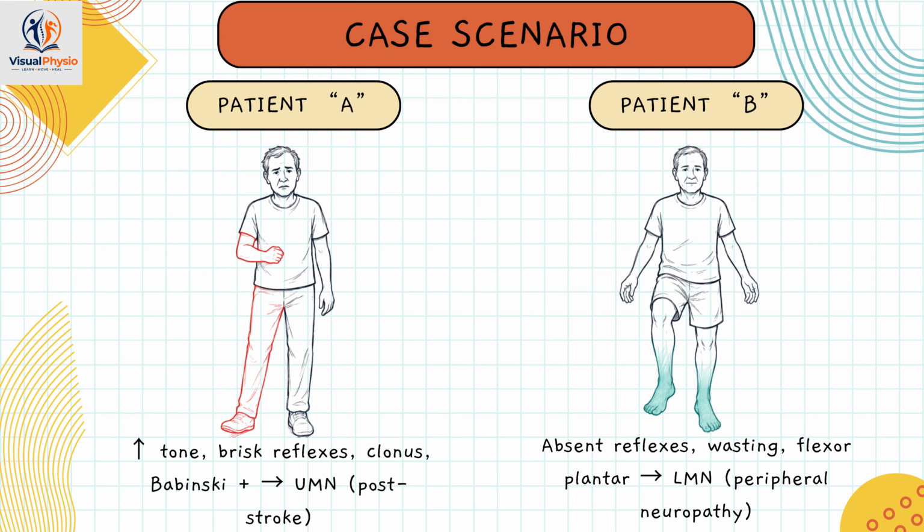Patient B comes in with absent reflexes, muscle wasting and a flexor plantar response. No Babinski. This is your lower motor neuron picture, consistent with something like peripheral neuropathy. Same test, same hammer, two completely different stories. And now you know how to read both of them.